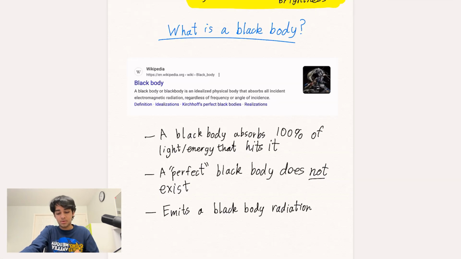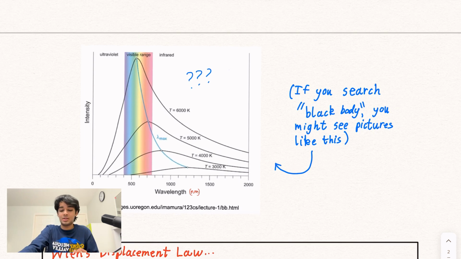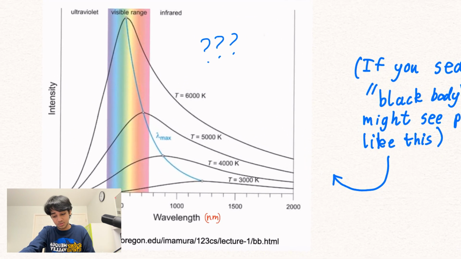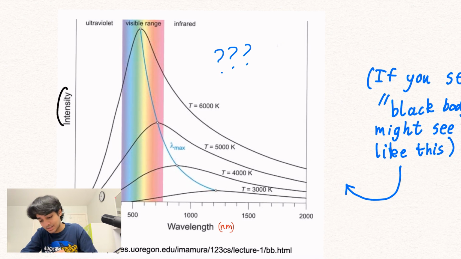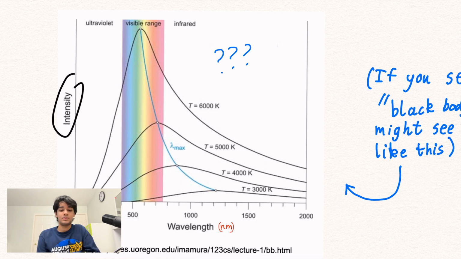Let's move on to how we can apply this mathematically. If you look up black body, this might be one of the first images you'll see. A graph that has intensity and wavelength. The wavelength is in nanometers, which is basically 10 to the power -9 meters. And intensity is kind of like the number of photons coming out of the black body.